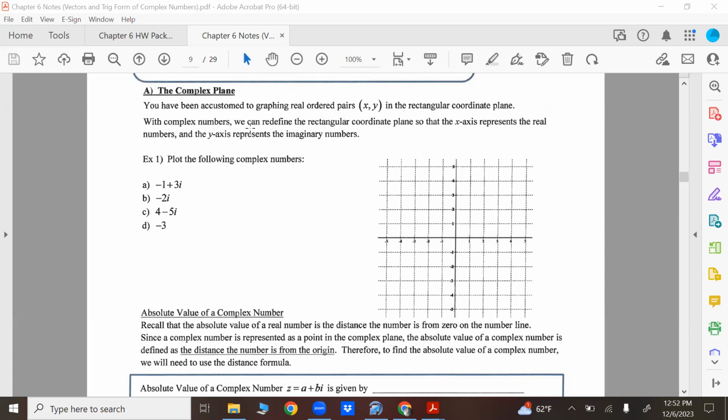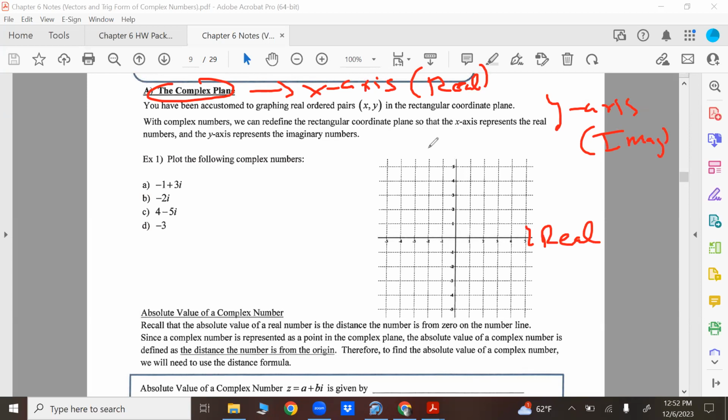Okay, let's talk about plotting complex numbers. When you plot a complex number on the complex plane, the x-axis is considered real and the y-axis is considered imaginary. So this is the real axis, and that's the imaginary axis. Or a and b. So when you see -1 plus 3i, it's not that hard. It's like saying -1 comma 3. It's the same exact thing as plotting -1 comma 3. So when you plot it on a complex plane, that's it.